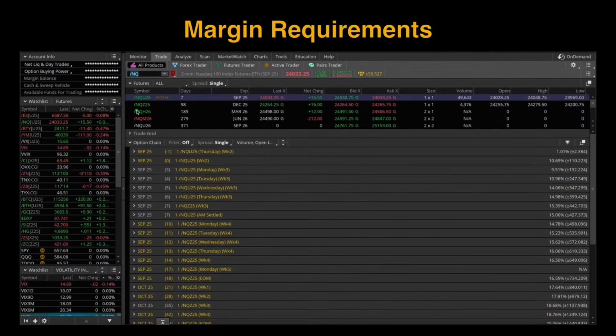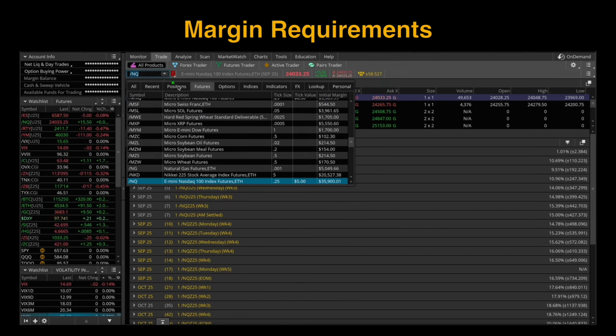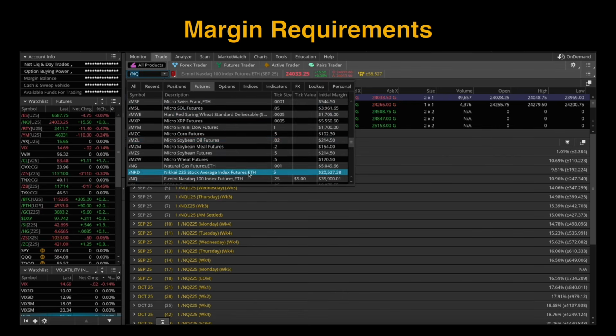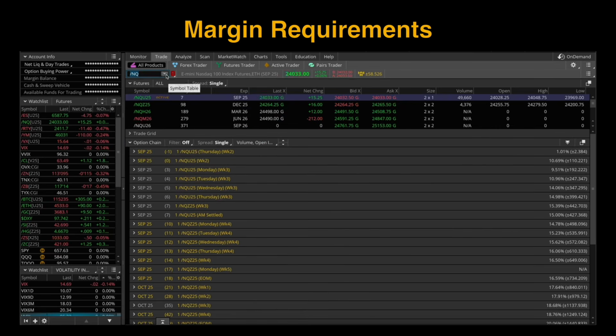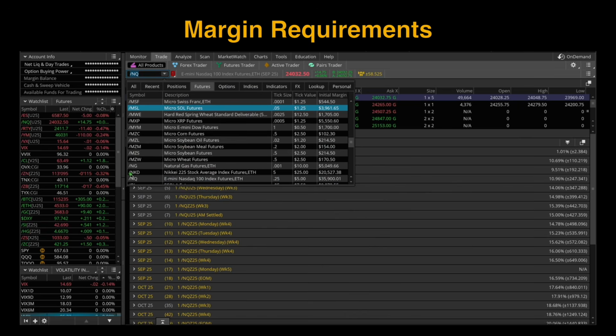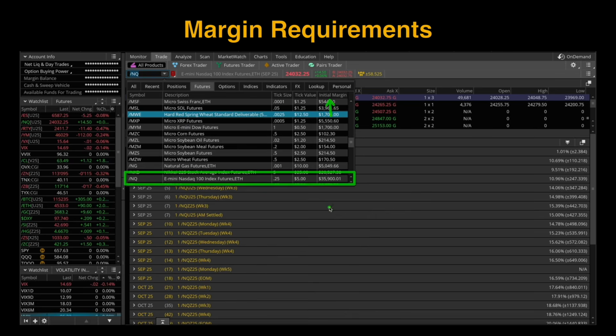So let's hop into the Thinkorswim trading platform here to see what the current margin requirements are for /NQ. I toggle the downward arrow here, and I'm in the Futures tab, where I'm going to scroll down and highlight /NQ. And we can see here that the initial margin required to open a position in NQ with one contract is $35,900.